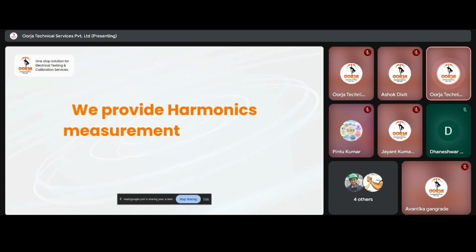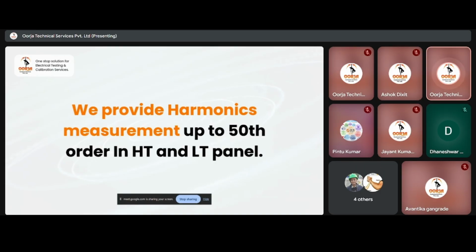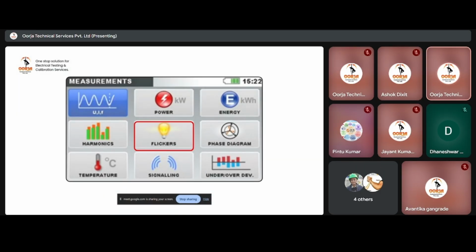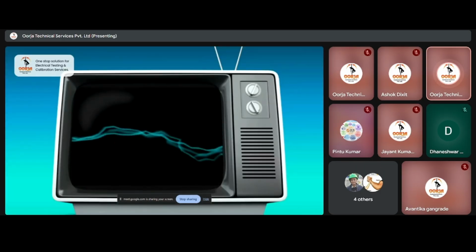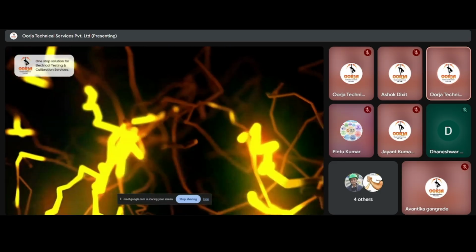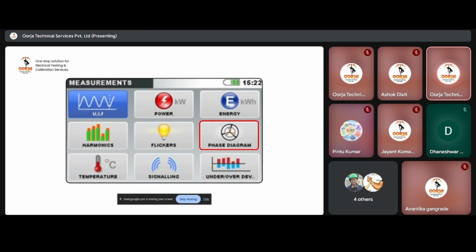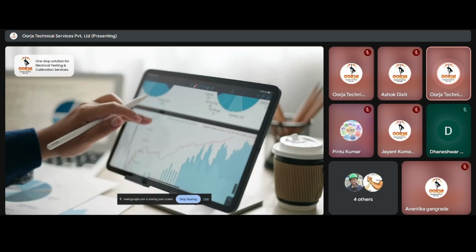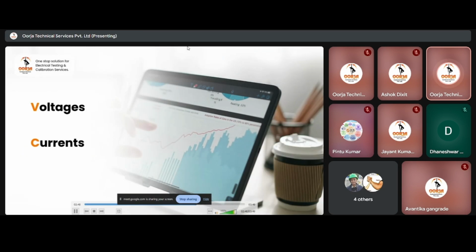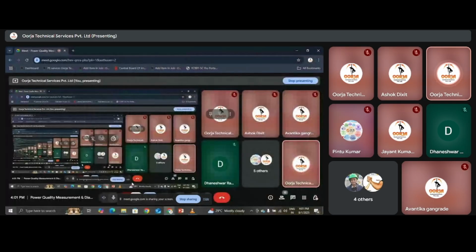We provide harmonics measurement up to 50th order in HT and LT panel. Flickers. Flickers measure the human perception of the effect of amplitude modulation on the mains voltage powering a light bulb. Phase diagram. Phase diagram graphically represents fundamental voltages, currents, phase angles, and unbalance of the measured system.